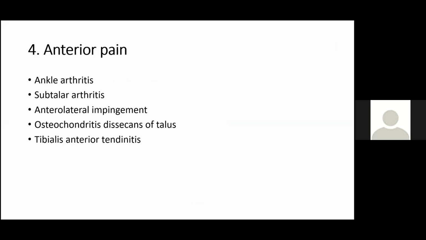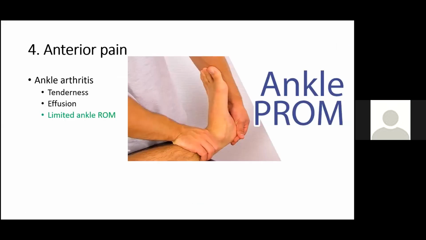So you think of ankle arthritis or subtalar arthritis, and the rare entities will be anterolateral impingement, osteochondritis dissecans of the talus, and tibialis anterior tendinitis. So ankle arthritis, there will be tenderness along the joint line with or without effusion and limited ankle range of motion. This is something again I wanted to stress on. If you are assessing the ankle range of motion, this is the way to assess the ankle range of motion. I'm sorry about showing photos because I didn't want to include videos which might not play during the presentation.